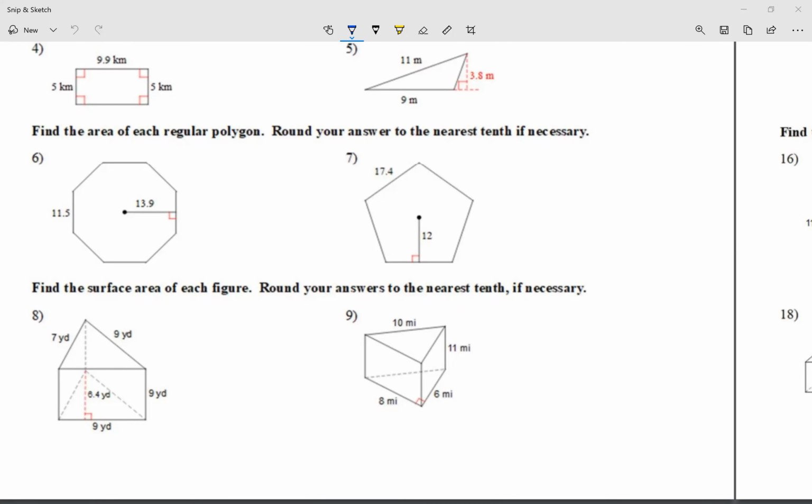Okay, so we're going to start looking at the surface area of prisms. Now let's talk about the prism first. A prism is a solid, so it could be a three-dimensional figure. It's a solid where the top and the bottom are the same, and then everything else are rectangles.